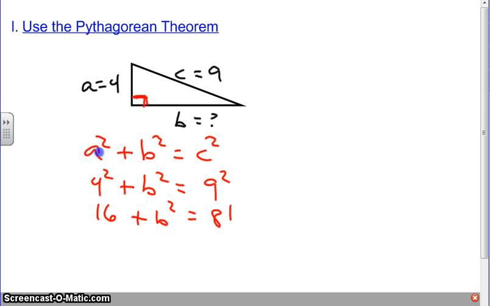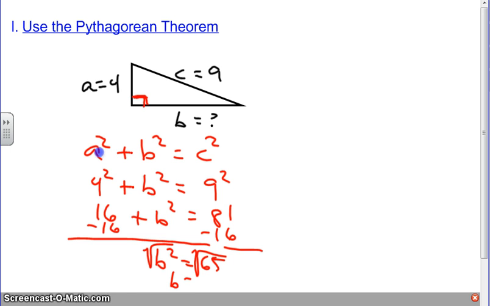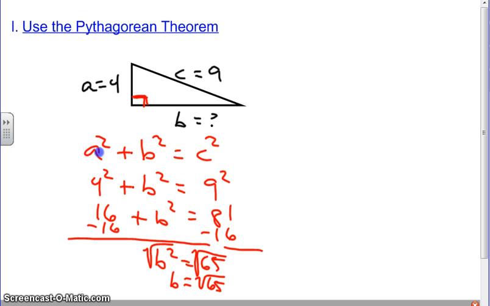So the next step, Anderson? And what do you get? 65. B squared equals 65. And then to find B, we would take the square root. Now, does 65 have any perfect square factors in it? No. So you could leave it in simplest radical form, which is the square root of 65. If you were asked to approximate the value to the tenths or something, then you would go ahead and use your estimate, right? And your estimate would be 8.1. Good.